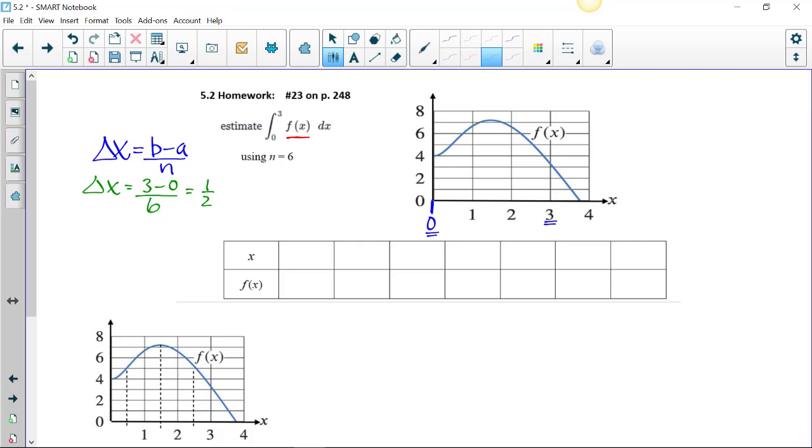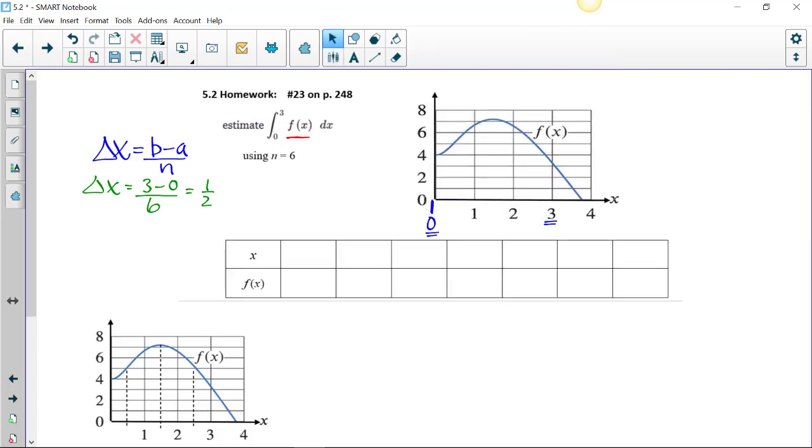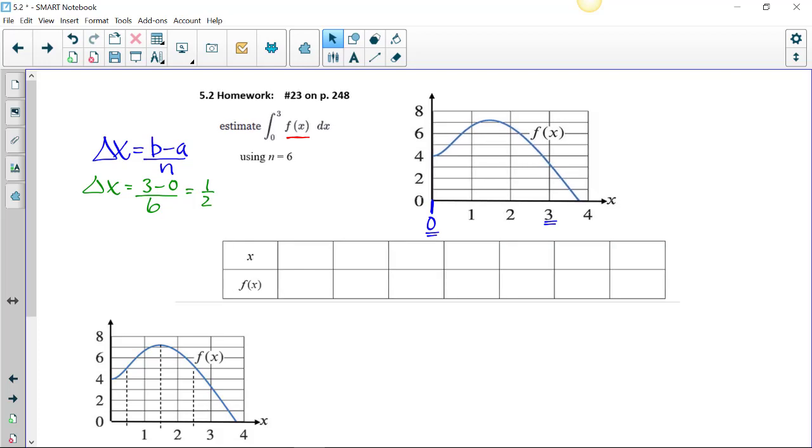Then what I need to do is come up with the x values. So I'm going to start with a. Oh shoot! I didn't realize those were connected. Darn it. Okay, here we go. Try this again. I'm going to just write this here. This is 0, so we're going to start with 0. My first value is 0, and then I'm going to add my delta x. So I'm going to add my 1/2 or my 0.5 probably, if you're putting it in your calculator. And you're going to continue until you get to 3, your b value.